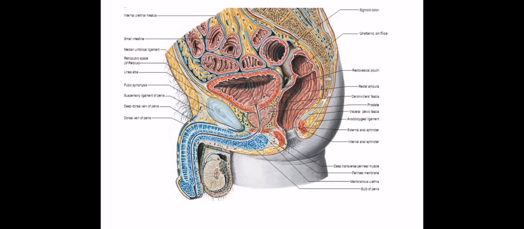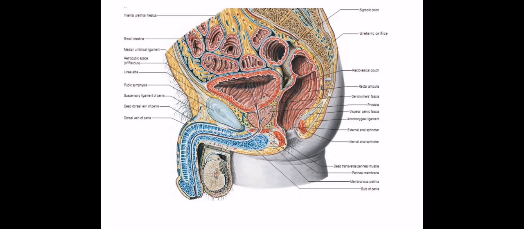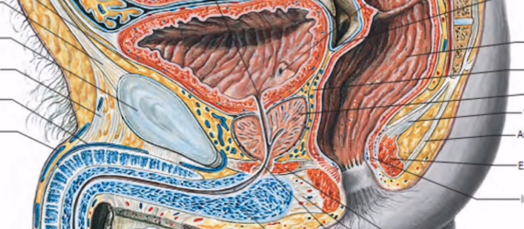It is about 3 cm long and lies between the neck of the bladder above and the urogenital diaphragm below. اللي هو هذا urogenital diaphragm. The prostate is surrounded by fibrous capsule مثل ما تشوفوها هنا.